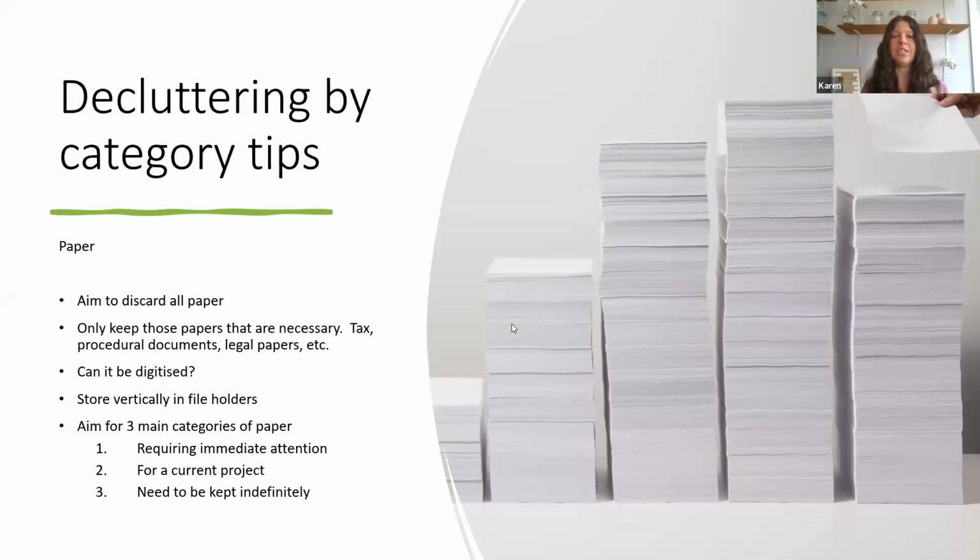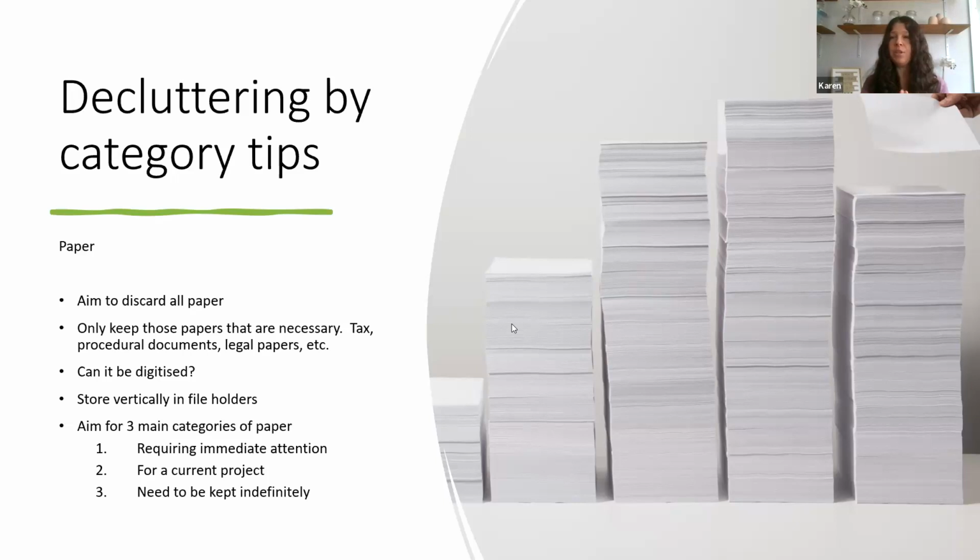There are those papers that are truly necessary for us to keep. There's the tax and the procedural documents, legal things, of course, that we need to keep. But keep in mind, can these be digitised? Can we put them back into our computer somehow and not actually hold on to all those physical pieces of paper? But then the items that we do need to keep, try to store them vertically in file holders.